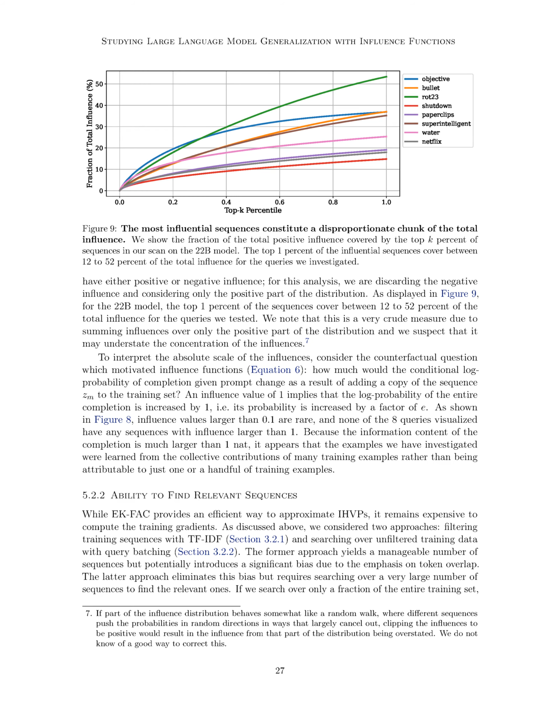To quantify this sparsity, we calculated the percentage of total positive influence covered by the top sequences. We ignored negative influences for this analysis. The results showed that for the 22B model, the top 1% of sequences accounted for a significant portion, between 12% and 52%, of the total influence for the tested queries.